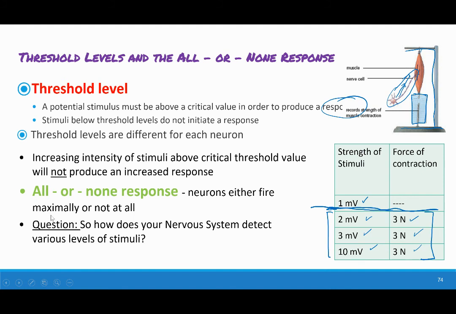So for example, if you dip your hand in ice cold water and then warm water and then hot water, your brain can process those various temperatures. So how would your brain interpret those various temperatures if neurons are either just firing or they're not firing at all?